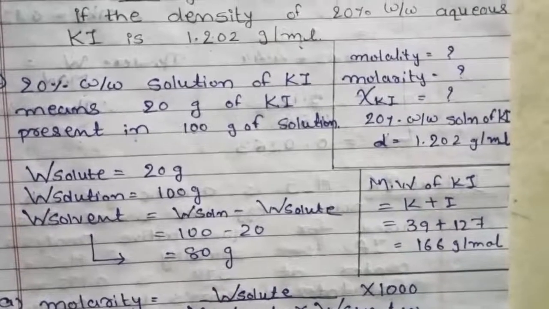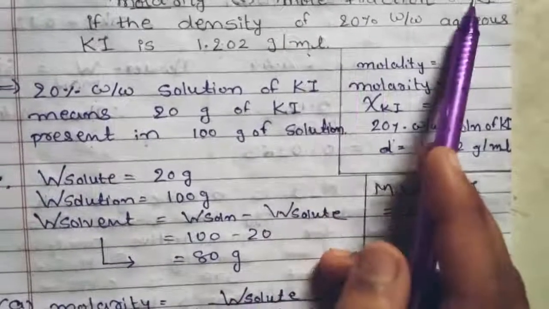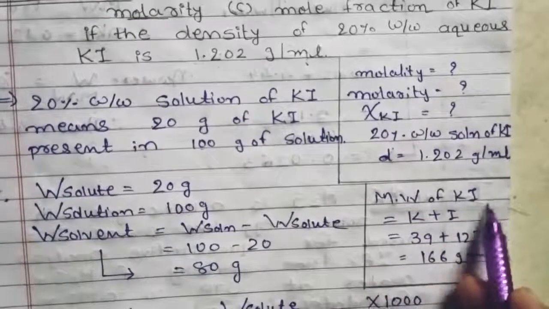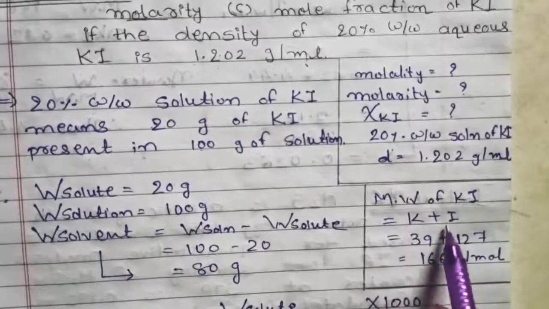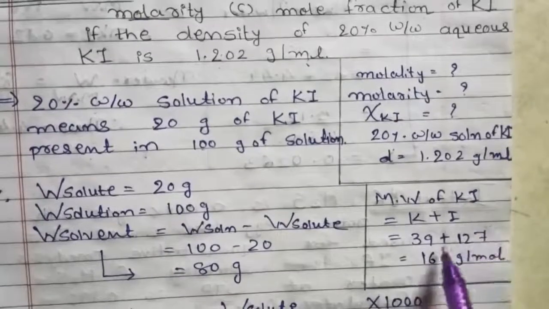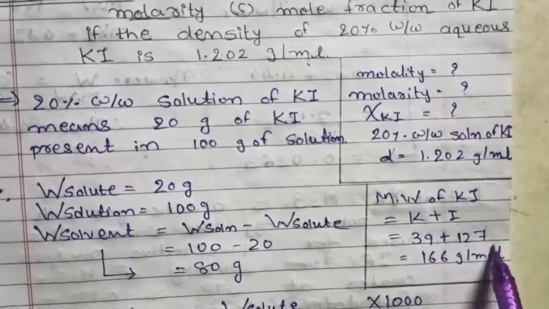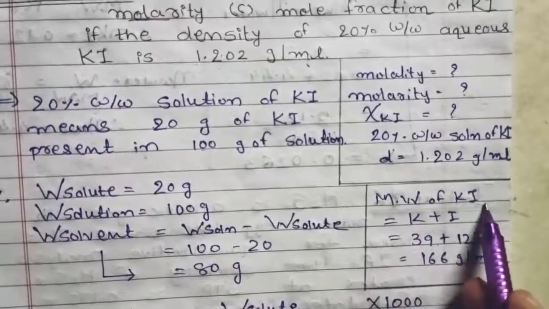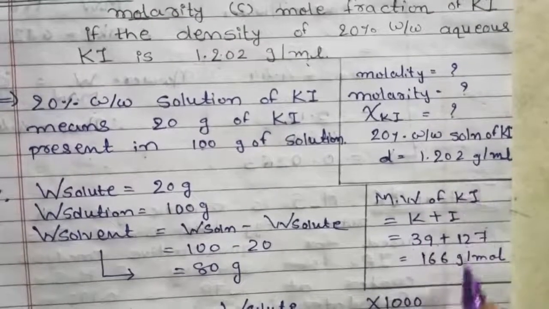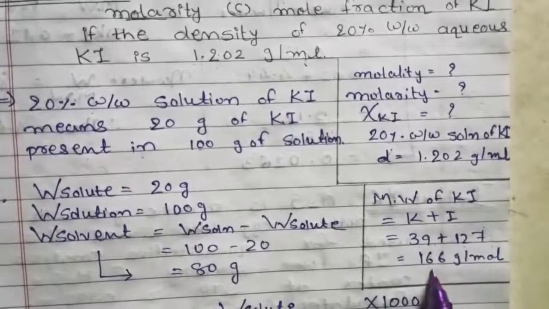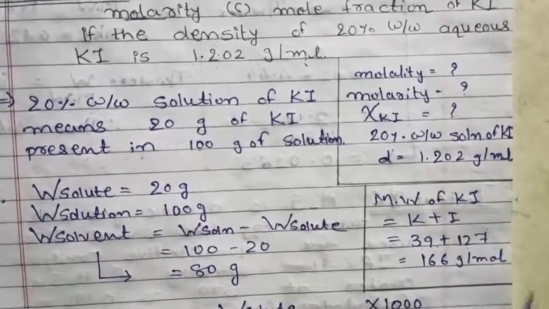Now here we have a solute KI. So molecular mass of KI will be mass of potassium plus mass of iodine. Mass of potassium is 39 plus mass of iodine is 127. So the molar mass of that potassium iodide is 166 gram per mole.